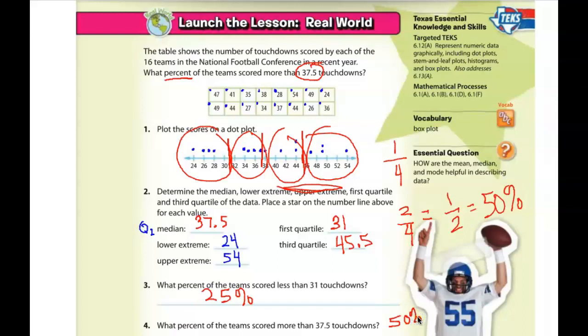Okay, now that wasn't difficult to do with the dot plots, but we're going to be learning today how to use a number line. Instead of making a dot plot, we're going to do something called box plots, and that's going to involve a box and something called whiskers. So we're going to find out what that is in just a moment.